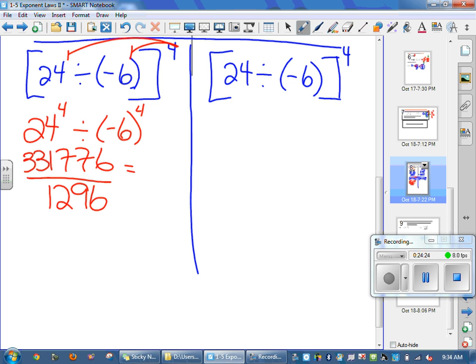Now let's find the easier way to do it. Well, they're both kind of easy. It doesn't matter which way, really. So I'm going to take 24 and divide by negative 6. That's going to give me a negative 4. Now I'm going to go exponent 4. That's going to give me a positive 256. Okay? All right, moving on.